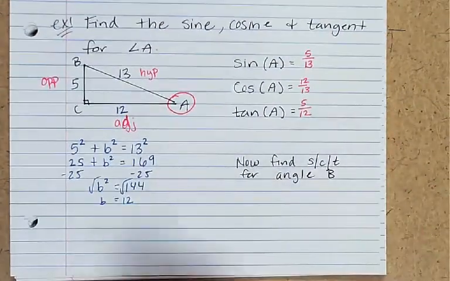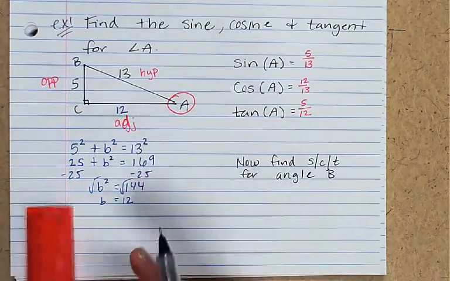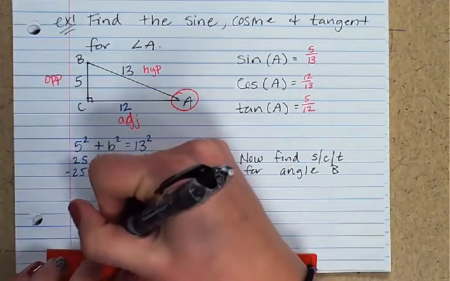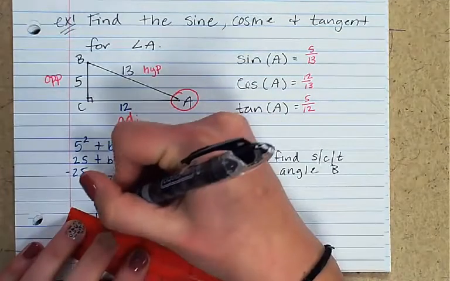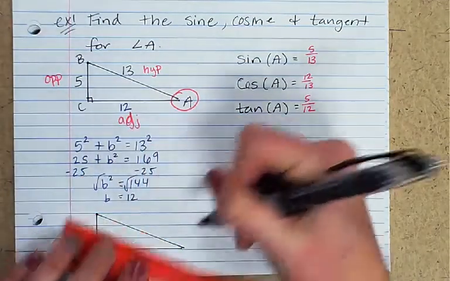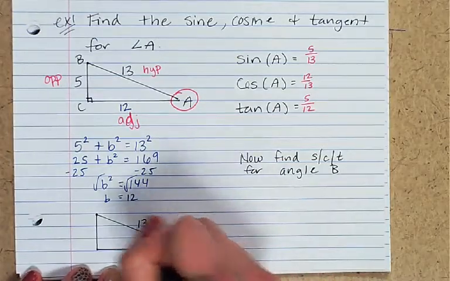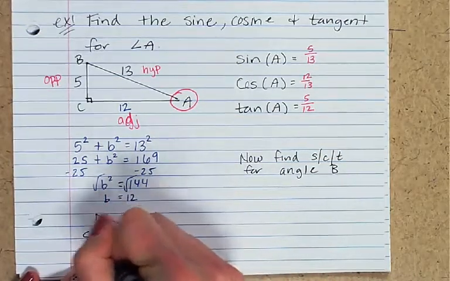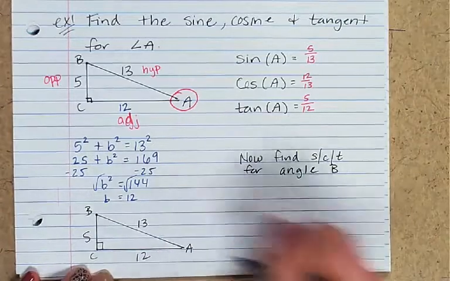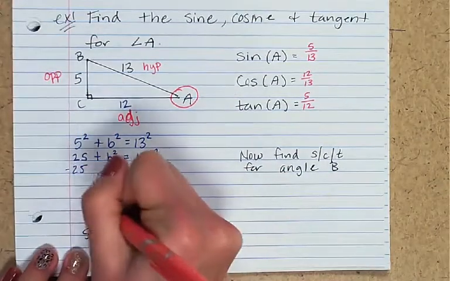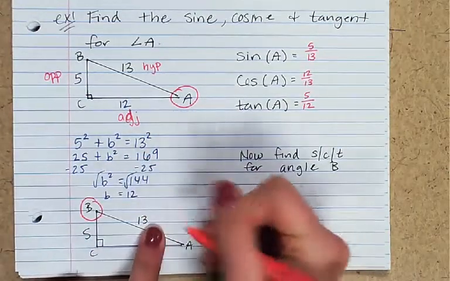So then right here it says, now find sine, cosine, and tangent for angle B. So what I like to do is I like to redraw it, because I've already written all over that one. So I'll just make a rough sketch. We're doing the same triangle. So 13, 12, 5. Okay, so now we're doing it for angle B. So angle B is our reference angle.